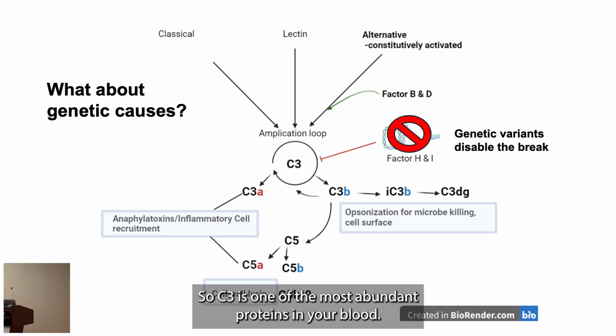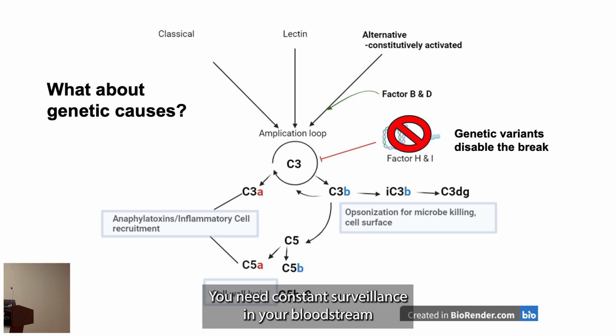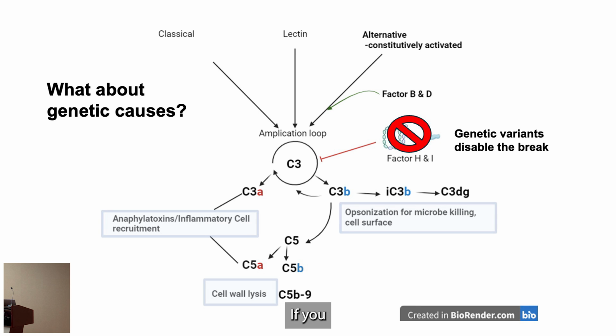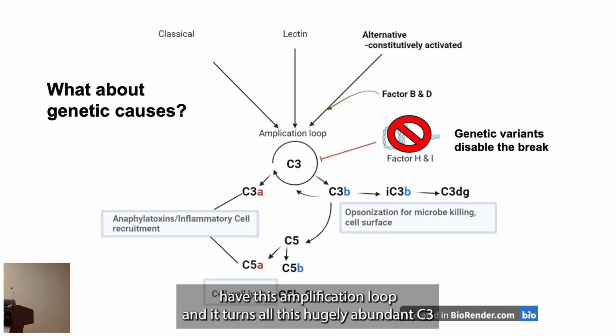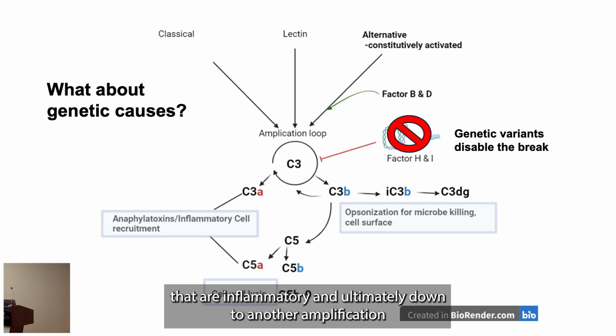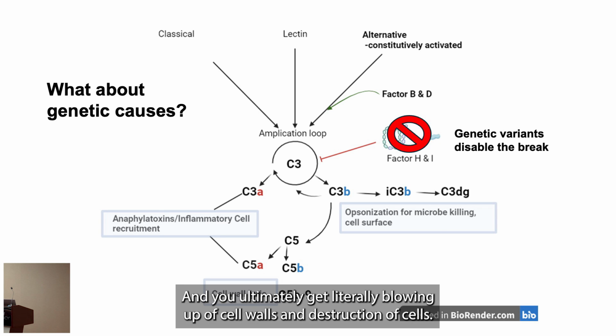C3 is one of the most abundant proteins in your blood. It's everywhere, all the time, and that's for good reason. You need constant surveillance in your bloodstream so you don't get an infection that runs wild. If you have this amplification loop and it turns all this hugely abundant C3 into these bad actors, C3a and C3b, that are inflammatory, and ultimately down to another amplification system called C5 convertase, you ultimately get literally the blowing up of cell walls and disruption of cells.